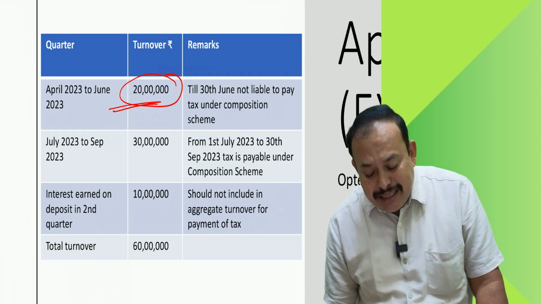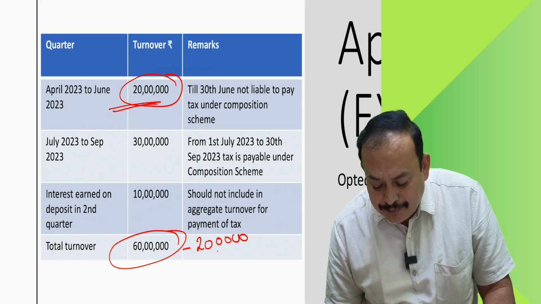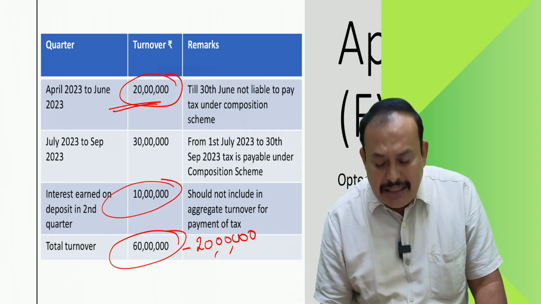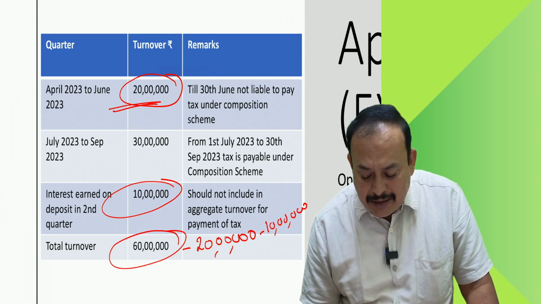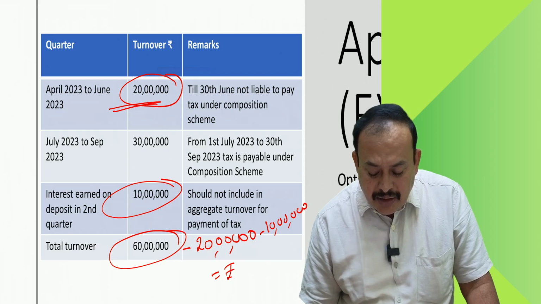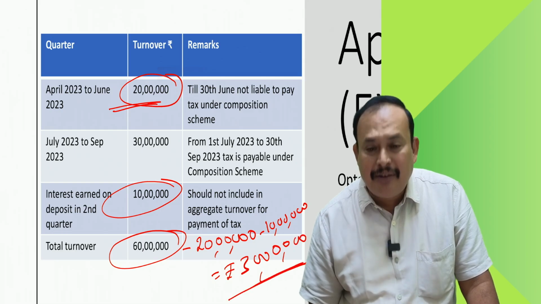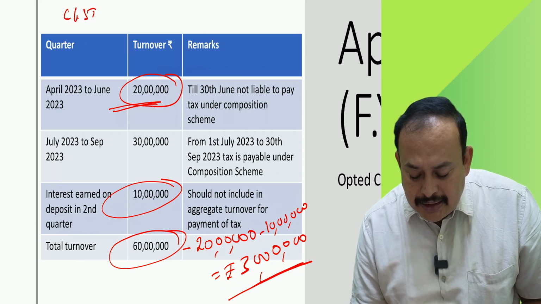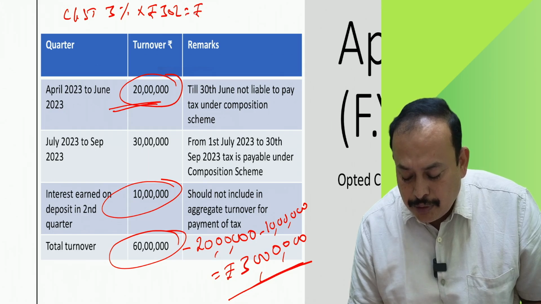If so, aggregate turnover 60 lakhs minus this 20 lakhs. Further, aggregate turnover excludes interest earned on deposits, loans, or advances. That also eliminates the 10 lakhs. Then how much will you get? You will get hardly 30 lakhs. Being a service provider, on 30 lakhs he is liable to pay CGST. What rate? 3%.